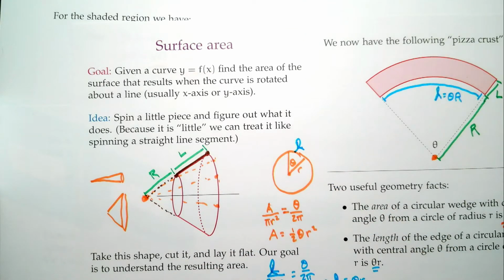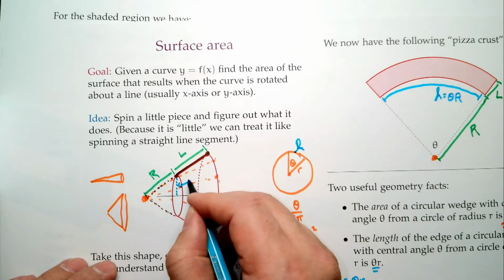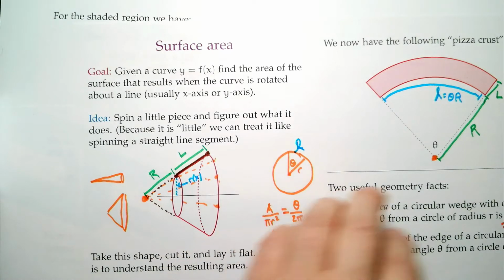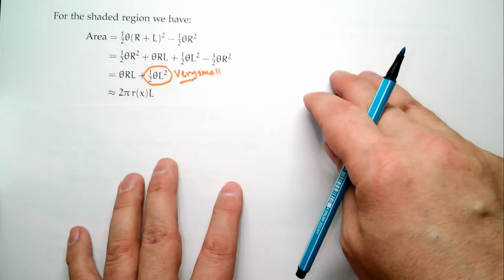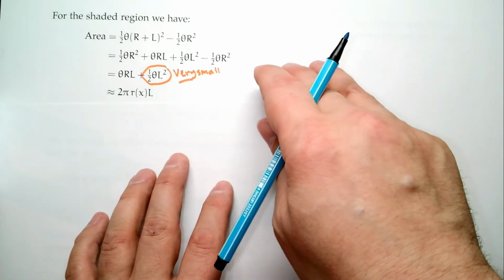Now we say, okay, so what's the length of that smaller circle? It's 2 pi times the radius. So what we're thinking of is that this length here, this is r of x. It's the height up on the inside piece. So that's where that 2 pi r of x is coming from, the circumference of that circle. So 2 pi r of x times L.